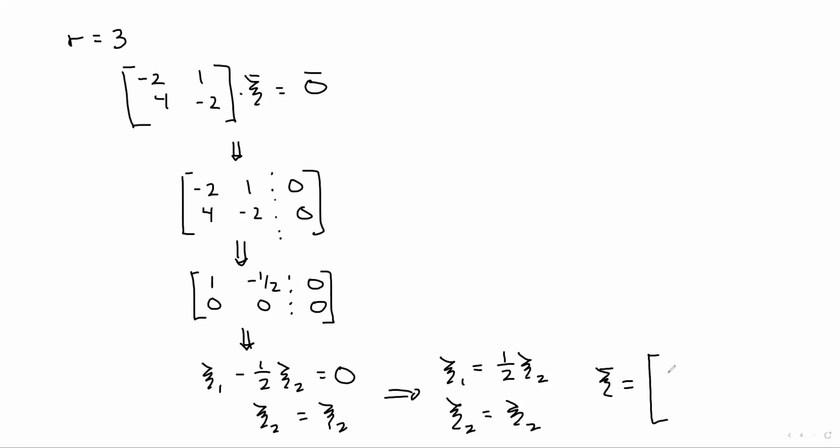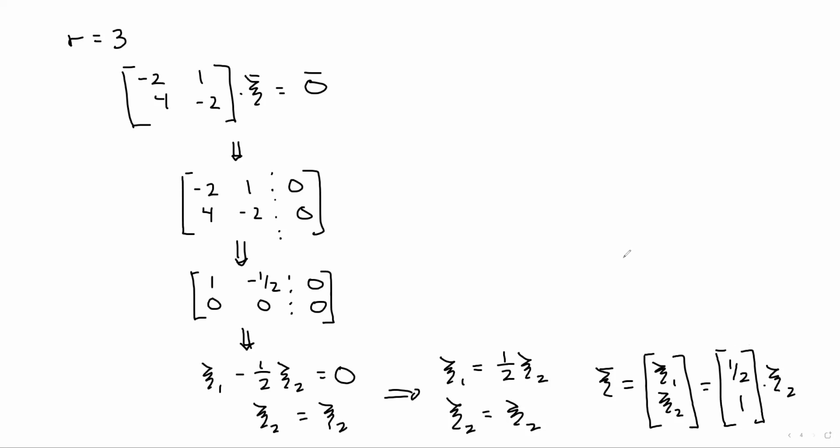And what is xi itself? Let me do this just in case we get a little lost there. What is xi? It's xi1 over xi2, and that is xi1 is 1/2, xi2 is 1, times xi2. And so this gives us what xi is.